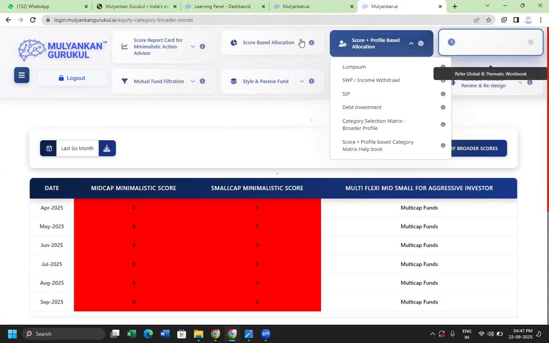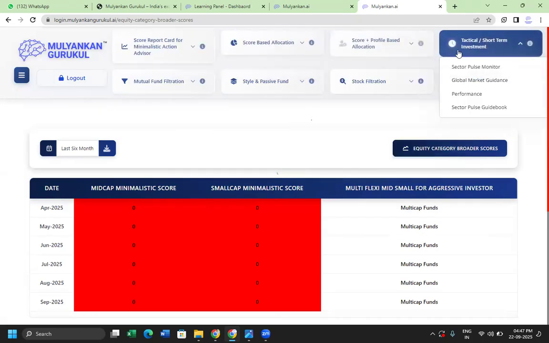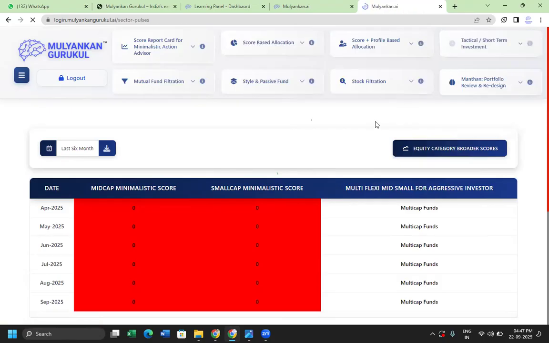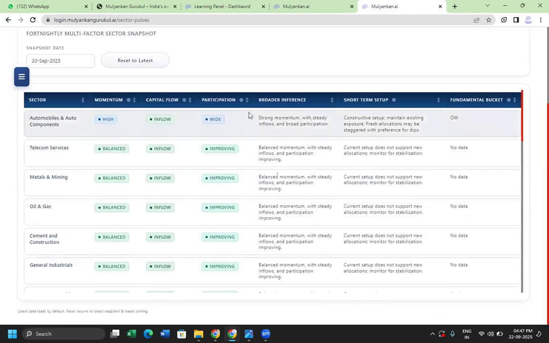Last but not the least, this entire 3 tab is for a core allocation. Now we are providing you the sectoral guidance also. So here you will get the entire sectoral guidance on the basis of momentum. I'm not going into the detail because I have already gone into detail with respect to the sector selection. Already the video is being uploaded.